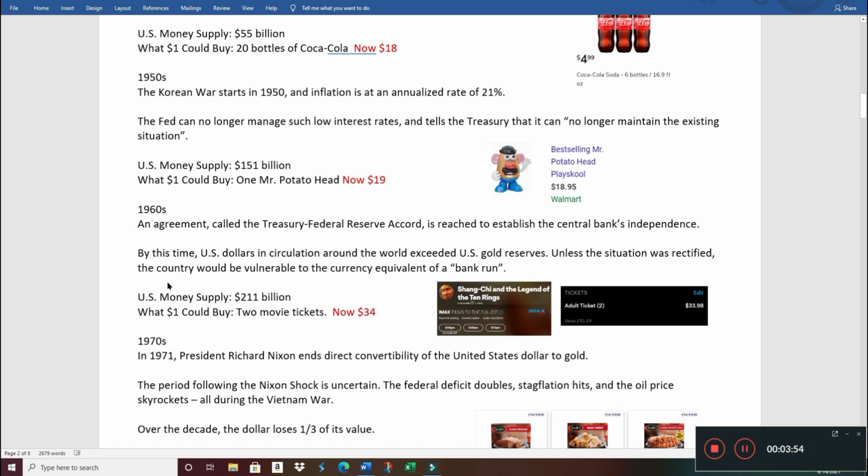1960, money supply went to $211 billion. So $1 could buy 2 movie tickets. Now, I just went online and it's $34 for 2 movie tickets. That's incredible. That's a 34 times increase.